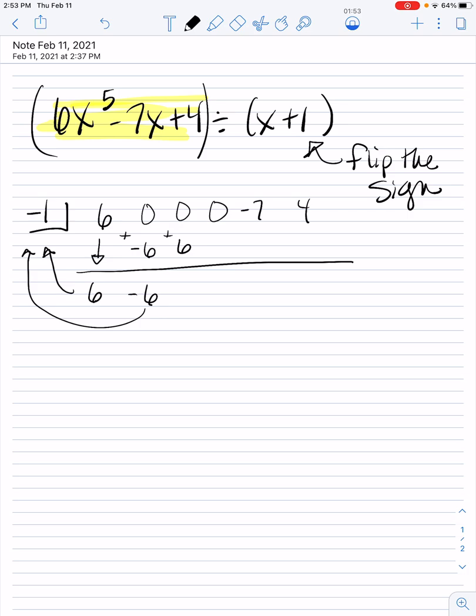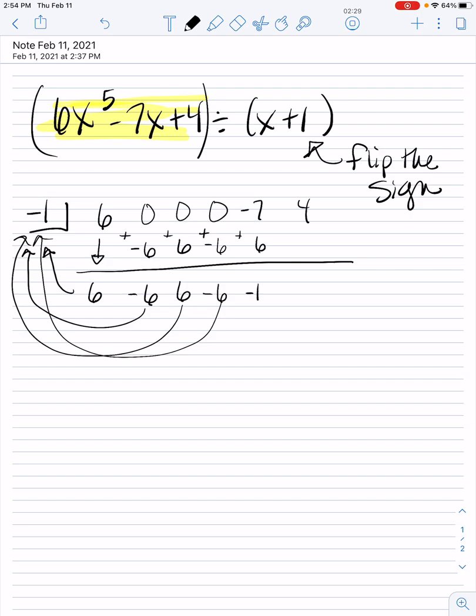And remember, we add down. So again, that becomes a +6. Same step. We're going to multiply by -1, and when we multiply, we get a -6. Remember, we add down, so 0 plus -6 is -6. Again, multiply, so 6 times -1 gives us a +6. And then when we add down, -7 plus 6 gives us a -1.